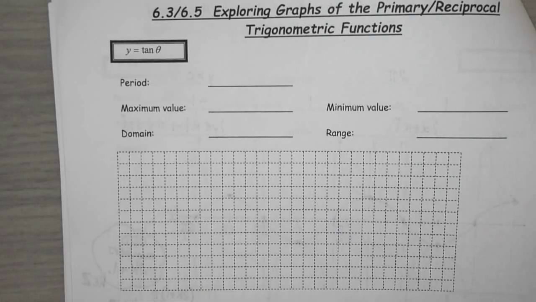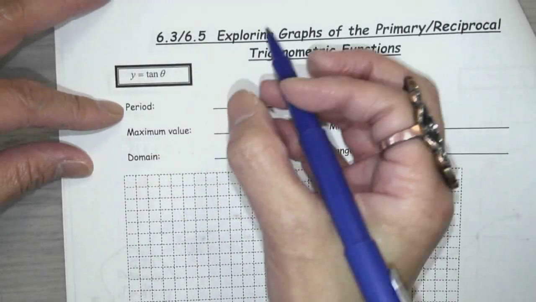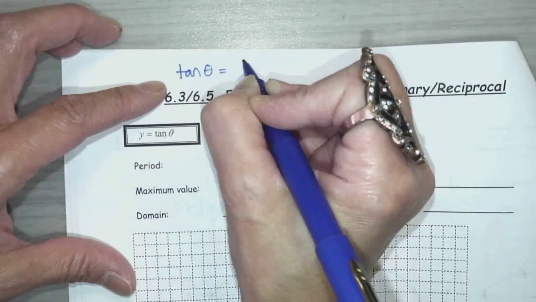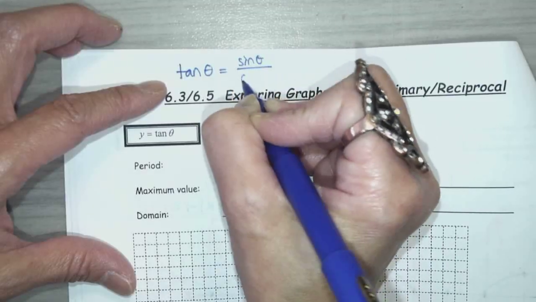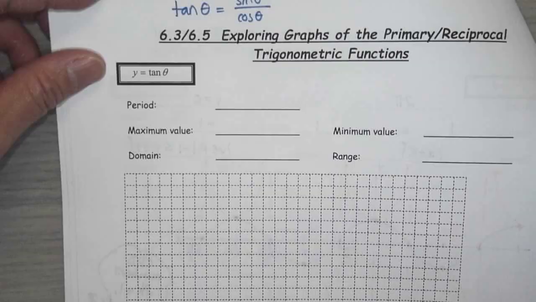So tan and cotangent. So tan, first of all, we want to know that tan is actually made up of sine and cosine. So tan theta is made up of sine and cos. Okay, so I need you to know that.